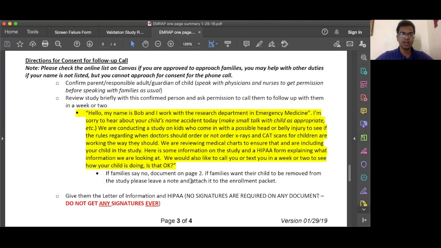So at the end, after you hand them the letter of information and ask them if they're okay with receiving a follow-up phone call, you want to say, if your child is going to be discharged from the hospital, we would like to call or text you to see how your child is doing. Is that something you're interested in? So you want to mention that they'll only be receiving that follow-up phone call if they are going to be discharged from the hospital. And this is the change in script, only used if we don't know the patient's status.